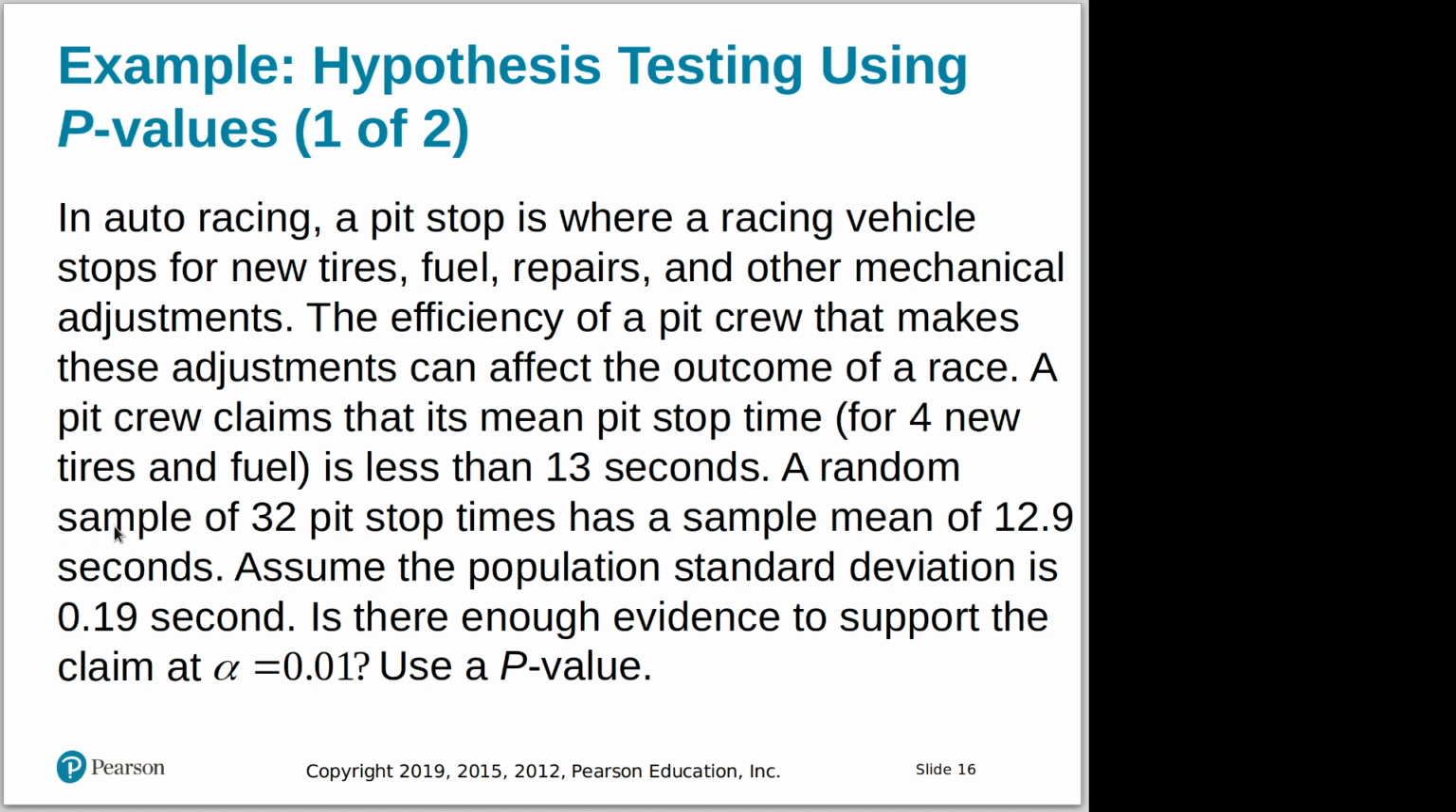The significance level is 0.01. And we're going to use both a p-value and a critical value with the rejection regions. We're going to show it both ways. So the thing to look at is the claim is less than 13 seconds. Alpha is 0.01, n is 32. So here we go. Let's put this all together.